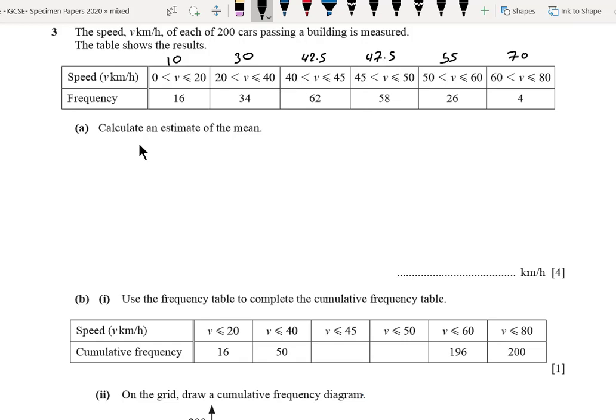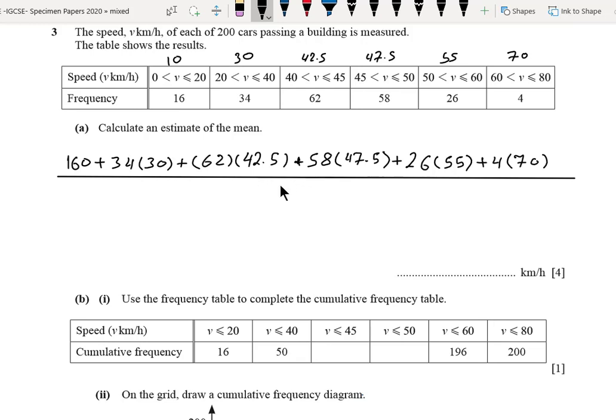Then we will multiply 16 times 10 to be 160, and then we will multiply 34 times 30 and so on. After that we should divide it by 200, and then the answer will be 41.4 kilometer per hour. Please be careful when you solve this problem because it will be 4 marks.